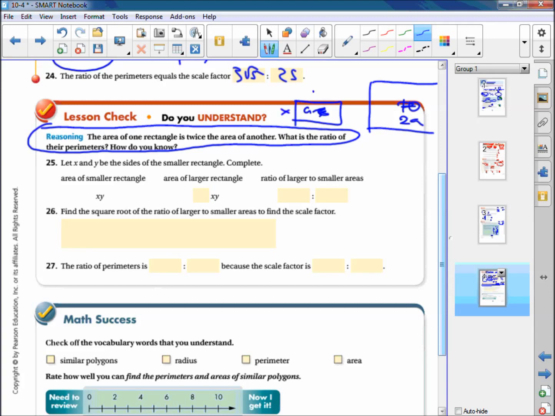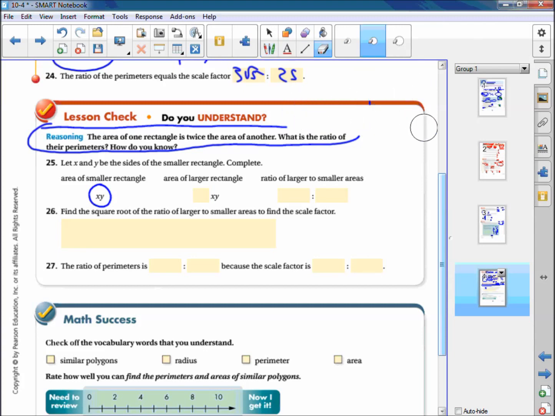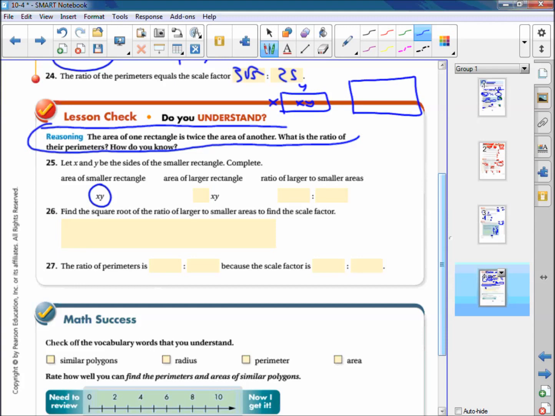Okay. All right, let x and y be the sides of the smaller rectangle. So we'll let this be x and y. Compute the area of the smaller rectangle. So the area of the smaller rectangle is xy. The area of the larger rectangle then, so let's try this picture again. The smaller rectangle is x by y, so its area is xy. The bigger rectangle is supposed to have twice as big an area, so that'd just be 2 times xy. We don't know its dimensions, but we know it's twice as big.